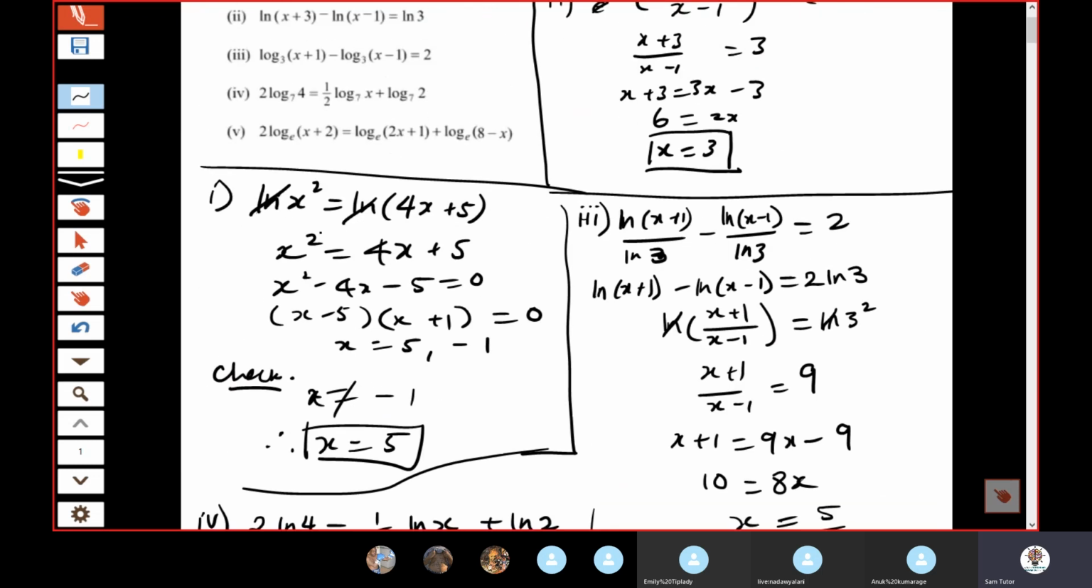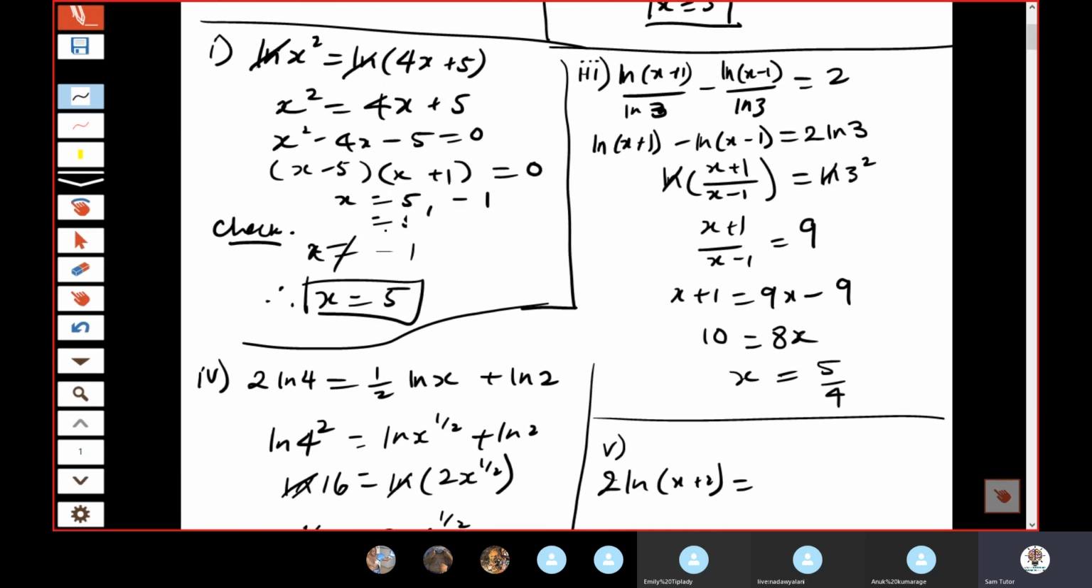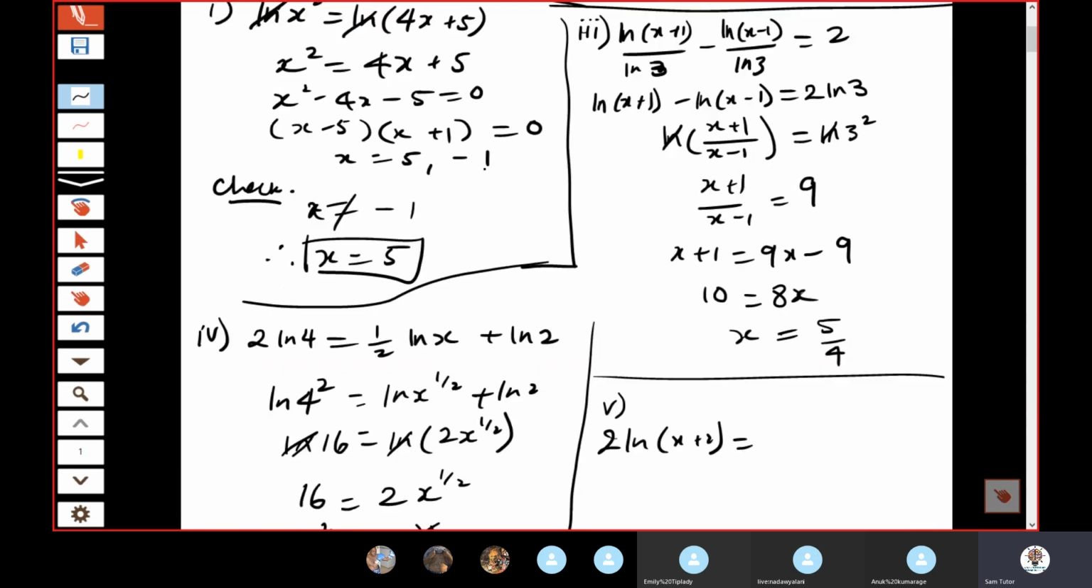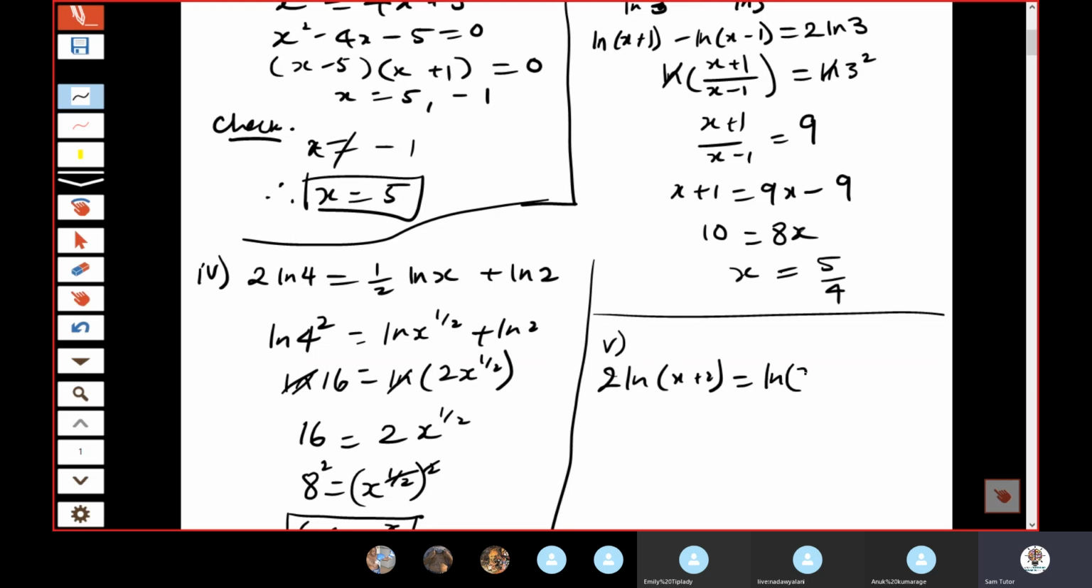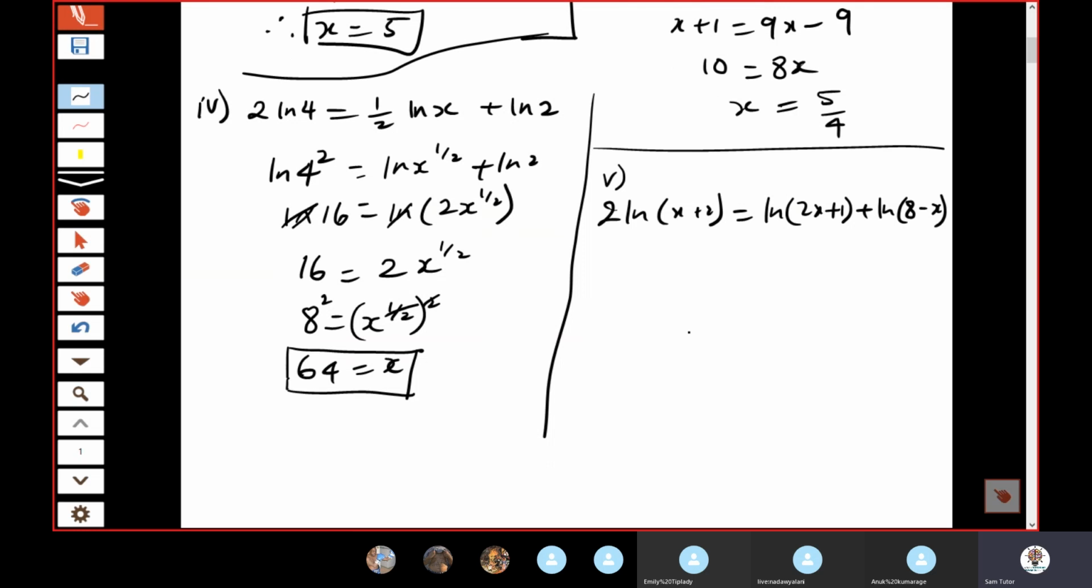We'll say 2 log x plus 2, log 2x plus 1, plus log 8 take away x. Bring the 2 up, add, you're going to multiply these two things.